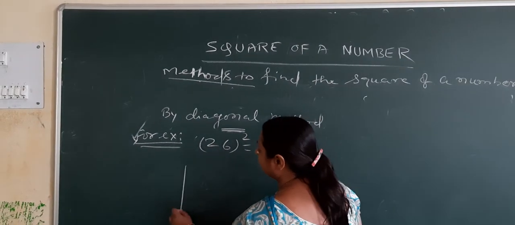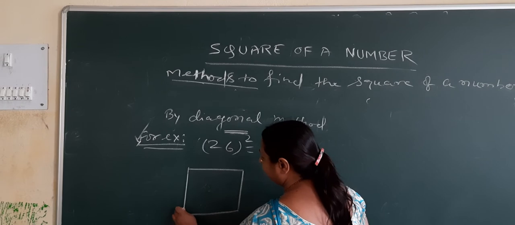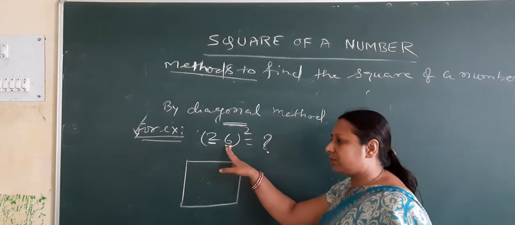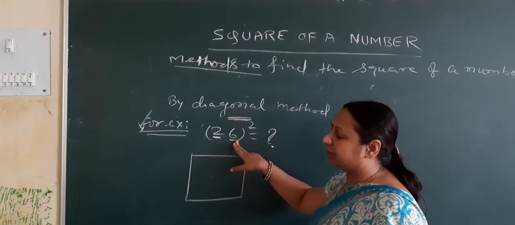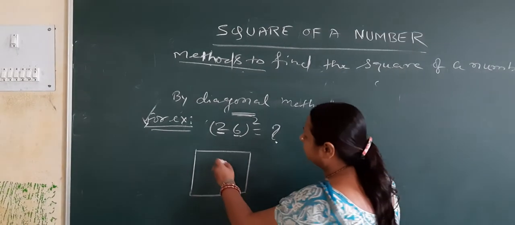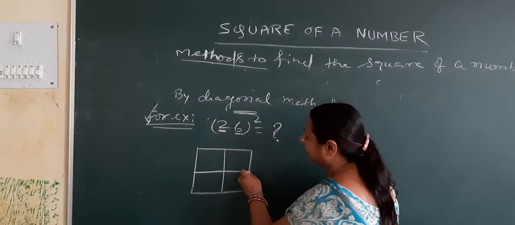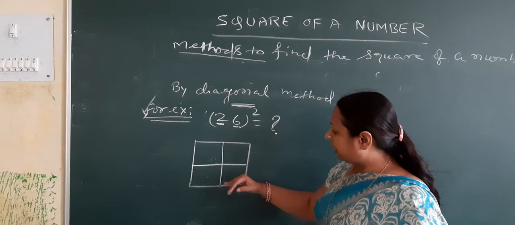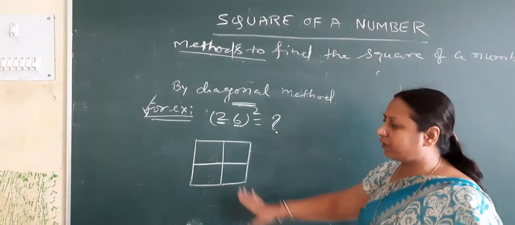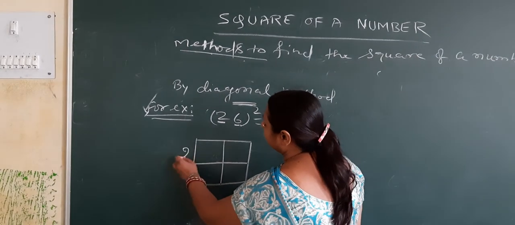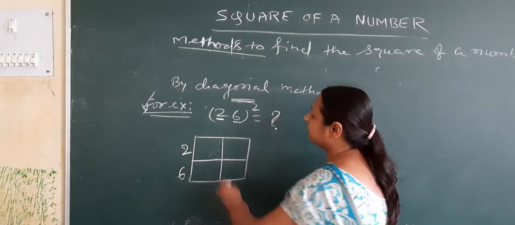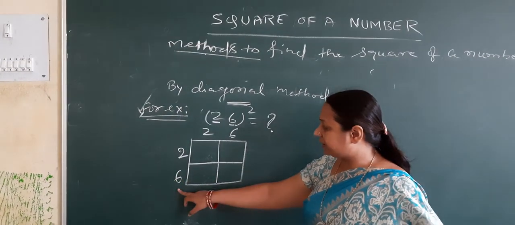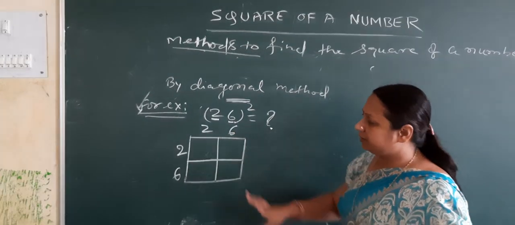So we draw a square. How many places does the number have? Ones place and tens place. So we have 2 places here, tens and ones. Then we draw a square having 2 rows and 2 columns. Now the square of 2 rows and 2 columns is ready. Put the digits one by one: 2, 6. On one side we write 2 first, then 6, and on the upside 2 and 6.